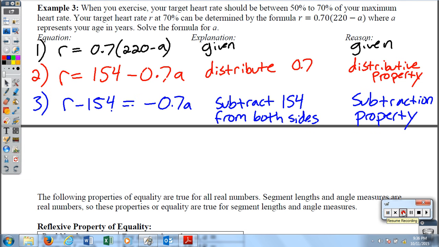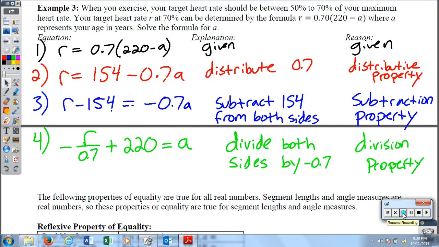And the last thing, if we're trying to solve for A, we want to get A by itself, we're going to have to get rid of that -0.7. Since it's multiplied by A, we're going to have to divide by -0.7. That will get A by itself. And the reason we can do that is the division property again.